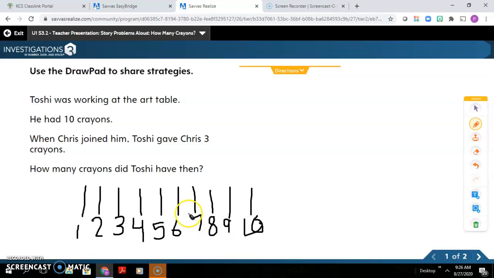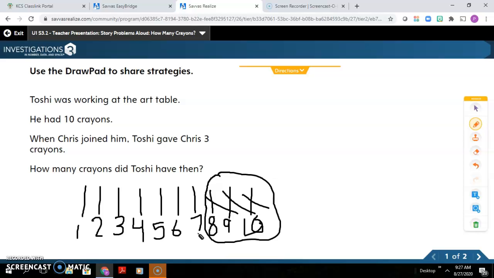All right, now we know that Toshi gave Chris 3 crayons. So one thing we could do is we could mark out 3 and maybe circle them. So I'm going to go 1, 2, 3, and we might even want to make a circle around those 3. I've seen a lot of students do that, and that seems to be very helpful, just to kind of put a circle around them. All right, so how many crayons do we have left? Right, we have 7. Our difference is 7.